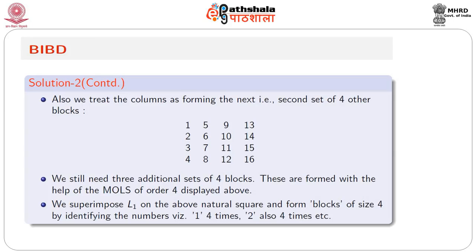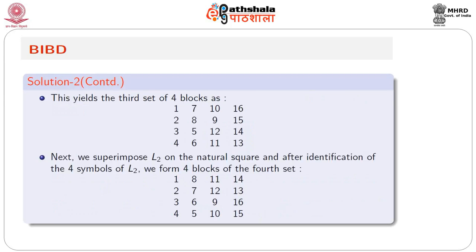So the idea is that you superimpose L1 on the natural square and you form blocks of size 4 by identifying the numbers, namely 1, the number 1 you will identify 4 times in the natural square, the number 2 also you will identify 4 times in the natural square, identify the numbers and start forming blocks. For example, when we superimpose L1 on this natural square, we find that the number 1 appears with the numbers 1, 7, 10 and 16 in the natural square. The number 2 of L1 appears with the numbers 2, 8, 9, 15 in the natural square and so on. Therefore, we form the third set of blocks by referring to the numbers in the Latin square and by identifying their corresponding numbers in the natural square. That is how we get the four blocks here, 1, 7, 10, 16, 2, 8, 9, 15, etc.